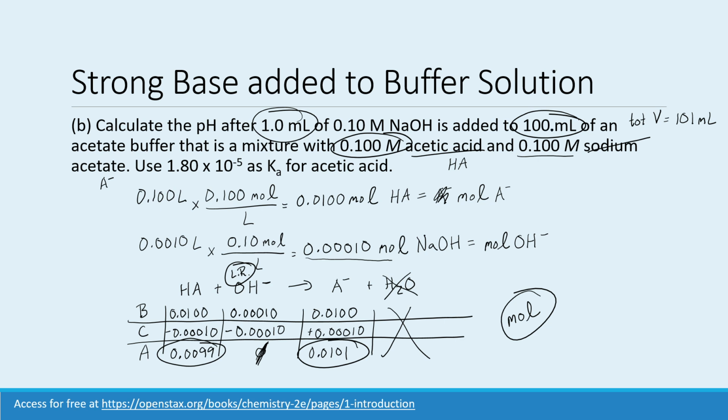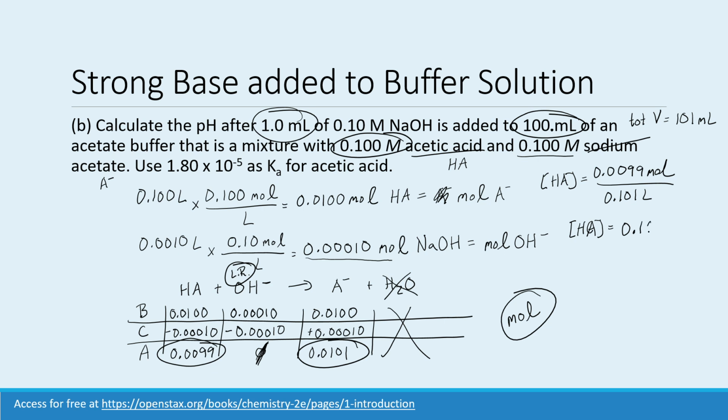Okay. And we're going to assume that 100 milliliters has a decimal, and so we'll treat that as having 3 significant figures. Okay, so for the concentration of the weak acid, that will be equal to the moles of the weak acid, 0.0099, divided by the total volume of the solution of 0.101 liters. So of course I converted those milliliters into liters.